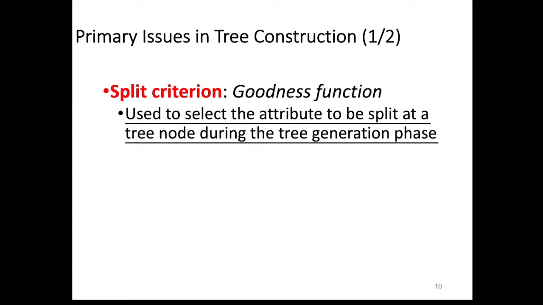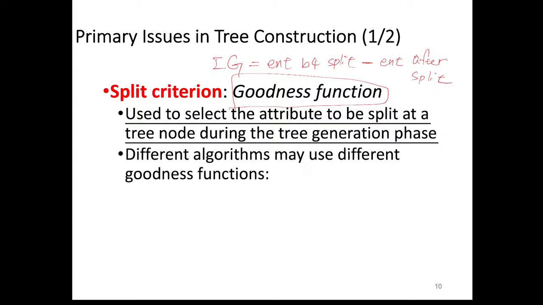And how to split? We evaluate a split based on a goodness function, and in our example we use the gain to decide which feature gives us the best result. And information gain is essentially the entropy before the split, subtract the entropy after the split.